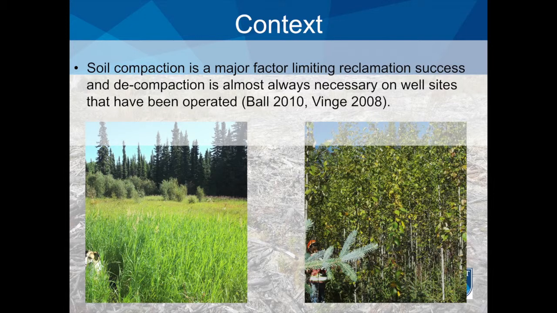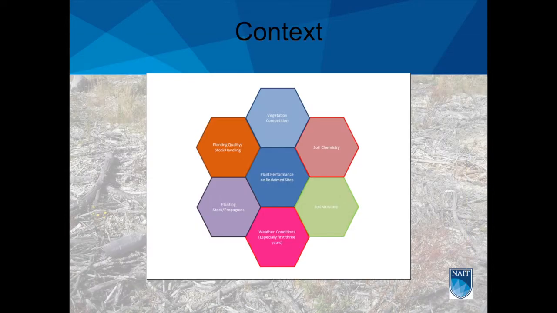Now, soil compaction is not the only factor limiting reclamation success. There's many things that will influence whether you end up with a field of grass or a nice regenerating mixed wood, or it could be pine forest or what have you. Soil nutrient availability, soil moisture, and climatic conditions at the time of revegetation are all also playing a role. And that's just further emphasized here. So plant performance on reclaimed sites is factored in by a number of variables.